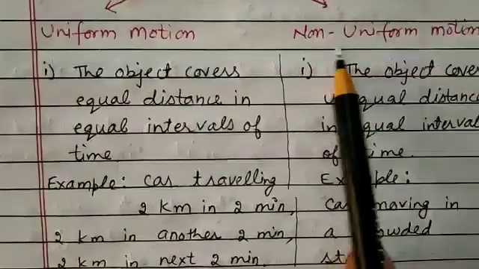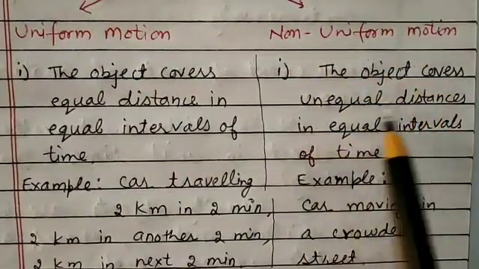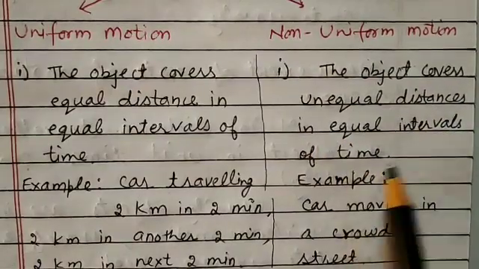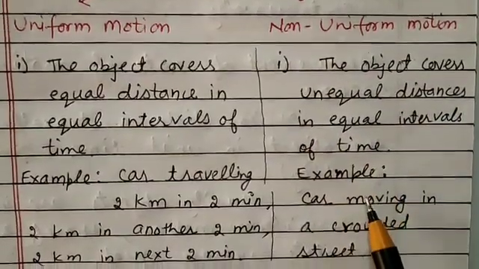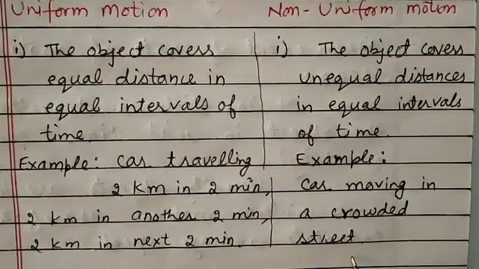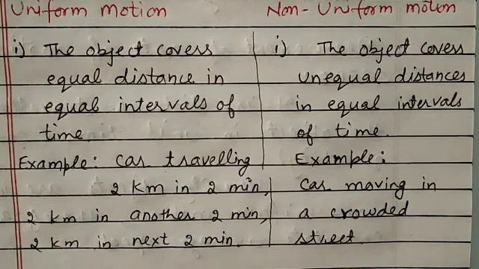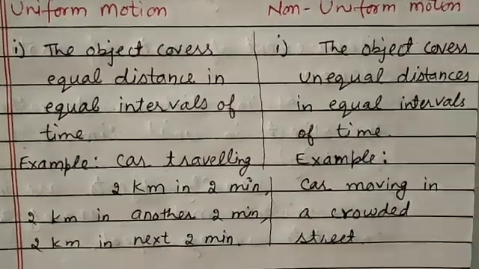In case of non-uniform motion, you will see the object covers unequal distance in equal intervals of time. Say, for example, a car moving in a crowded street. In that situation, the object covers unequal distance in equal intervals of time because of the crowding in the street.